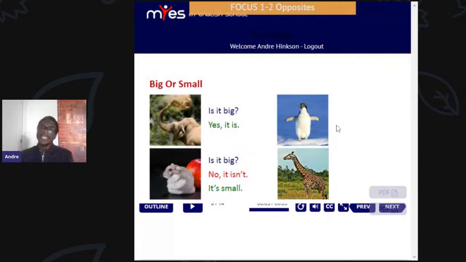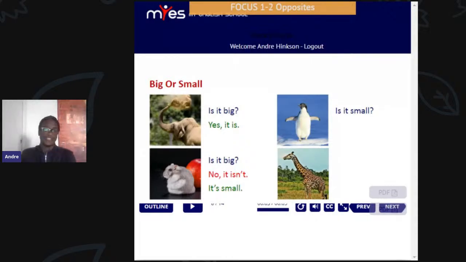Now let's look at the third picture. So is it small, Tonio? Is it small? Positive or negative answer? Is it small? The penguin, love them. They're very cute and very beautiful animals. They swim in the sea as well. They love the cold weather, love cold temperature. So the penguin, is it small?